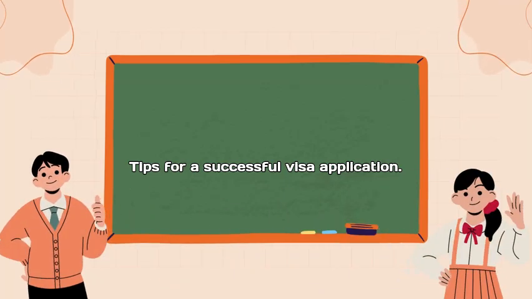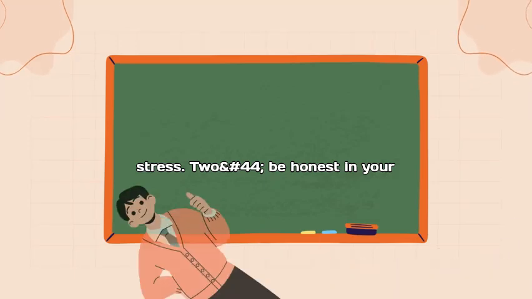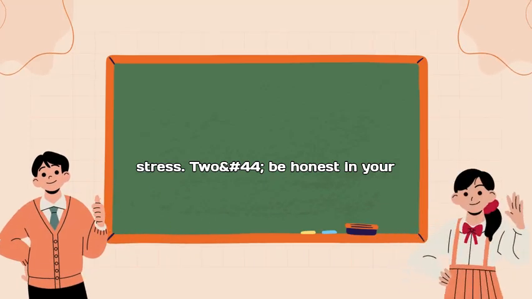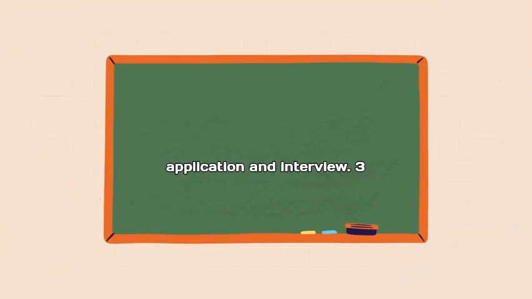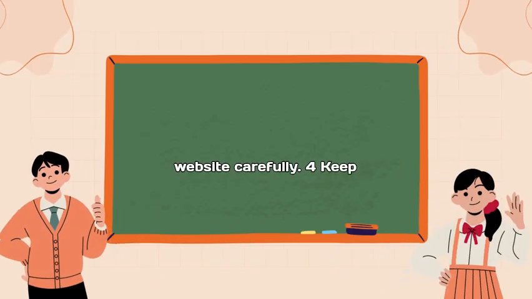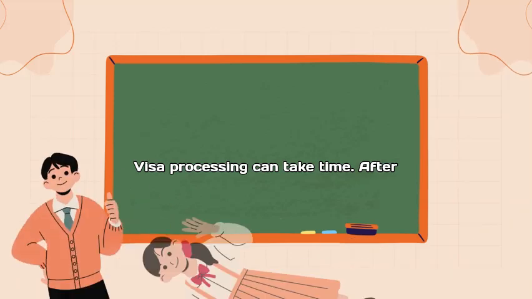Tips for a successful visa application. 1. Start early to avoid last-minute stress. 2. Be honest in your application and interview. 3. Follow the instructions on the embassy's website carefully. 4. Keep copies of all submitted documents for your records. 5. Stay patient. Visa processing can take time.